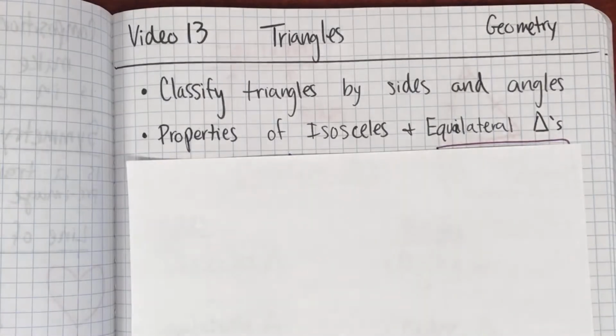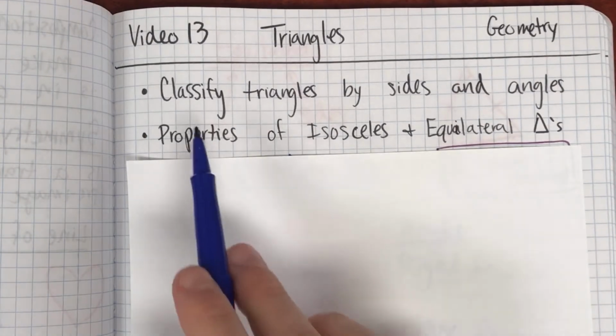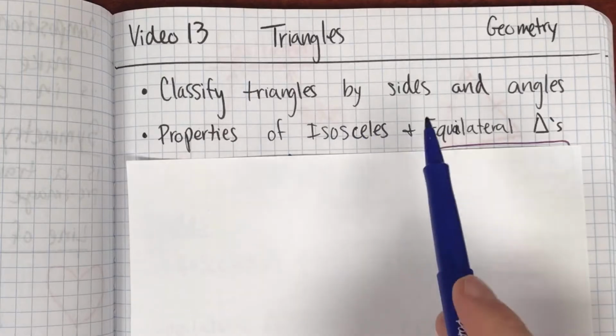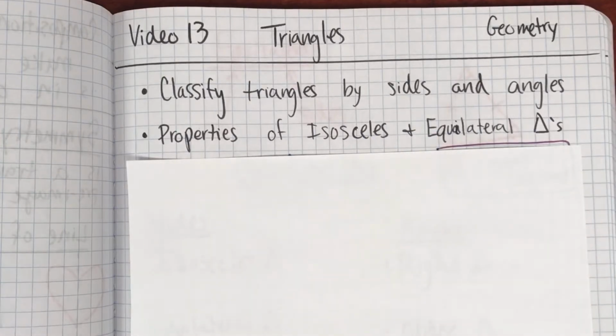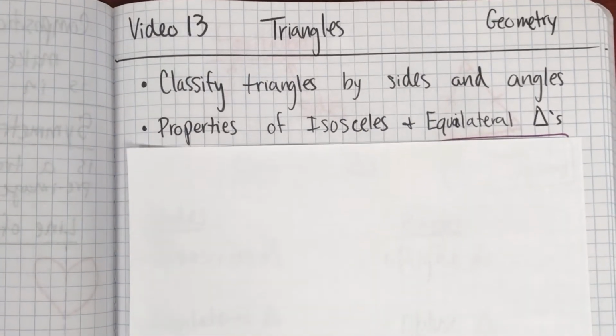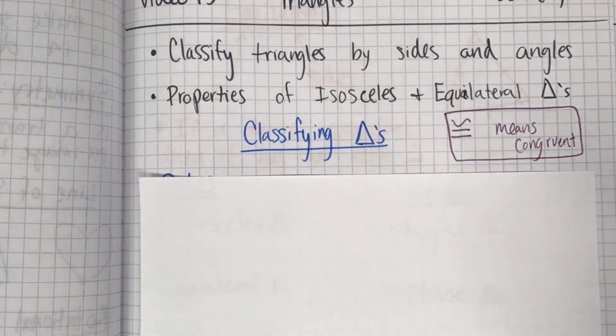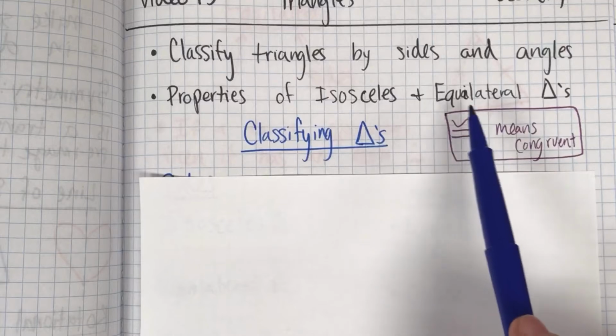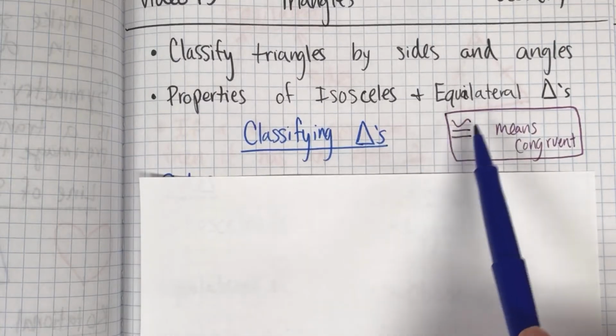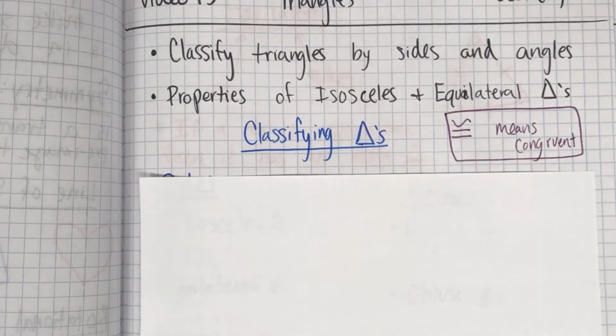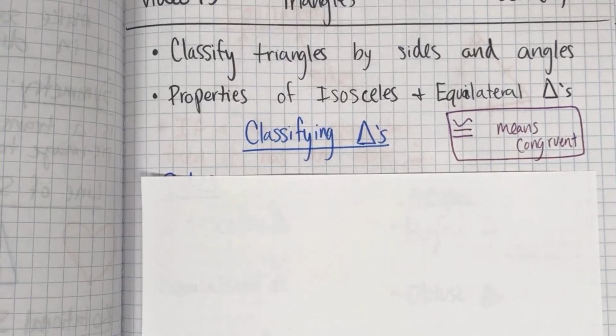This is video 13 for geometry, and we're going to be talking about triangles today. We're going to learn how to classify triangles by their sides and their angles, and we're going to be looking at properties of isosceles and equilateral triangles. So first of all, when we classify triangles, remember this sign right here, the equal sign with the squiggle, means congruent, which means they are the same size.